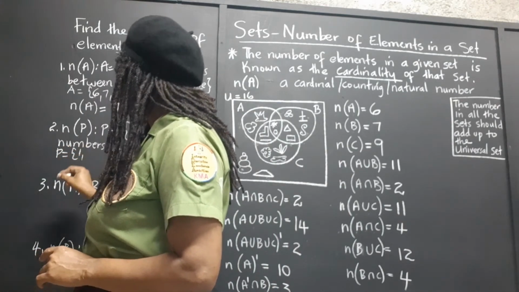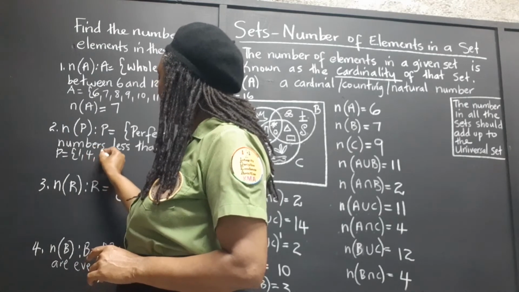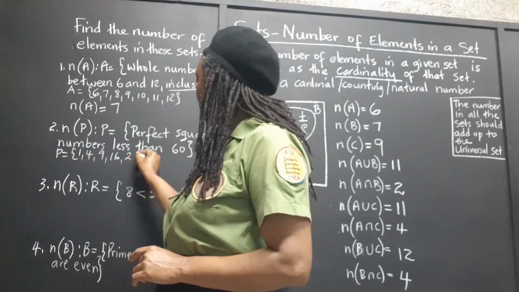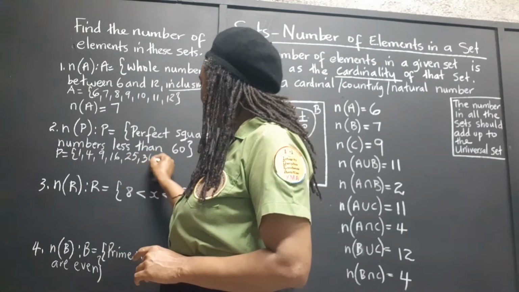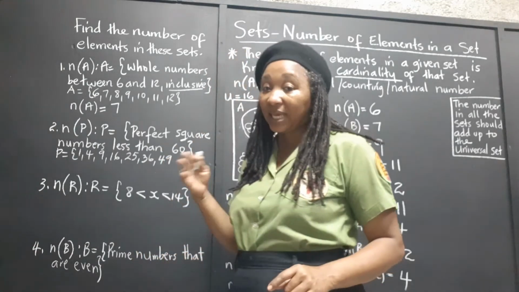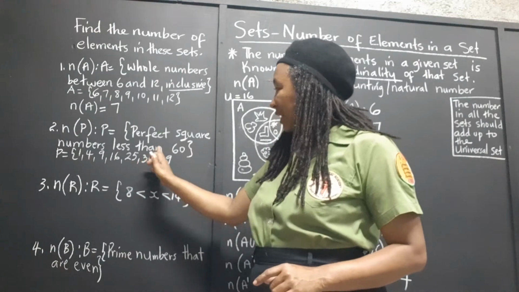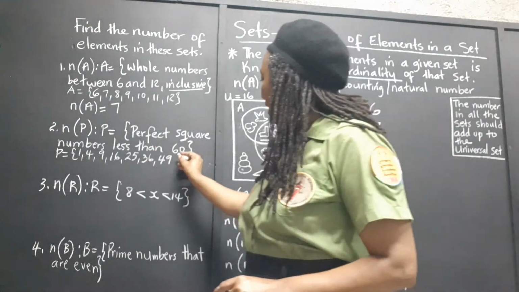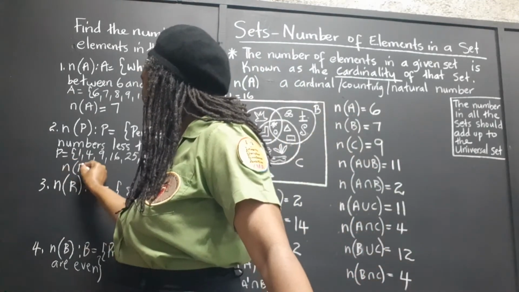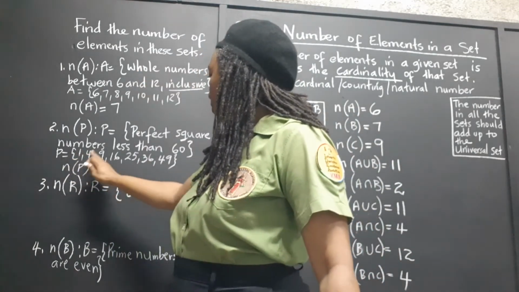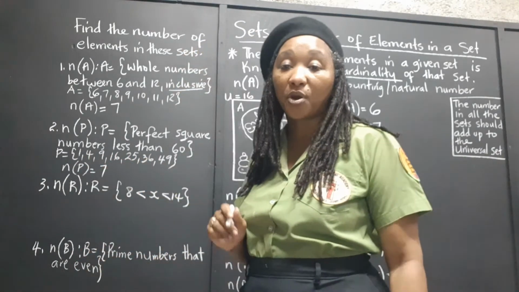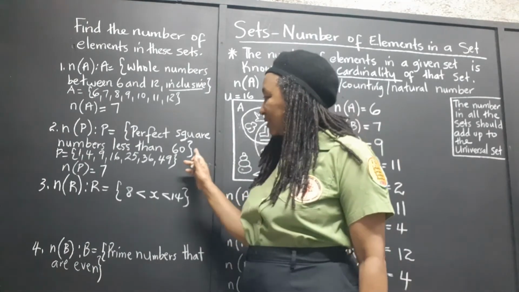1 is the first square number, then 2 2s 4, 3 3s 9, 4 4s 16, 5 5s 25, 6 6s 36, 7 7s 49, 8 8s would be 64, but they want less than 60. So we have to stop it here. So the number of elements in P would be 1, 2, 3, 4, 5, 6, 7 again. So there are 7 perfect square numbers less than 60.